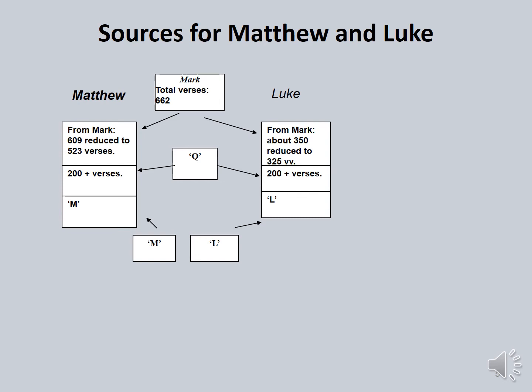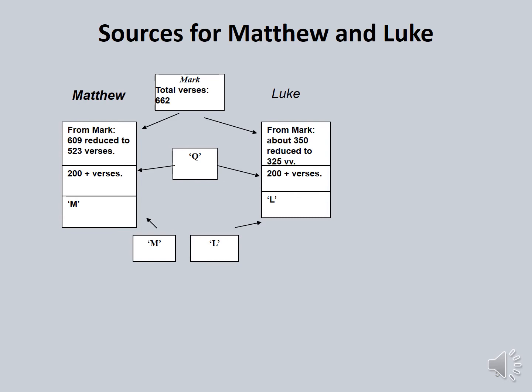Q is this hypothetical source that Matthew and Luke had in common that comprises about 200 verses in the two Gospels. 200 verses in Matthew and Luke are thought to come from a source called Q. And then there's other material, as we said, M for Matthew, unique material, and L for Luke's unique material.